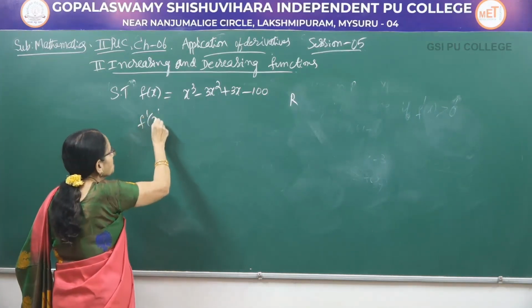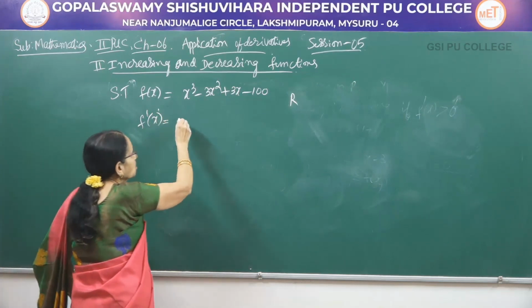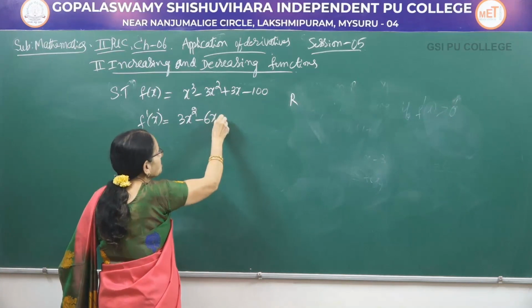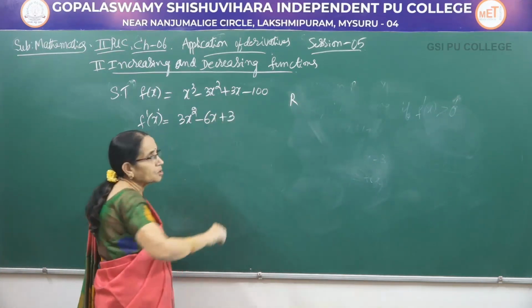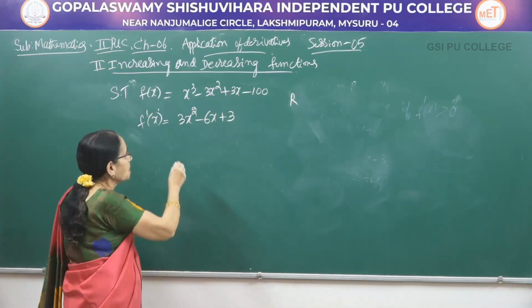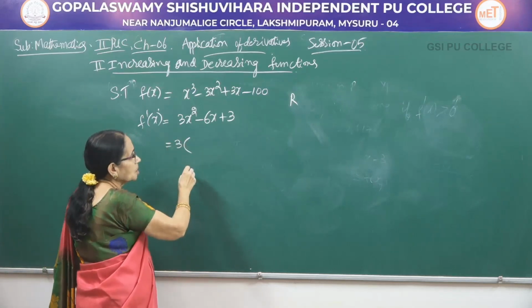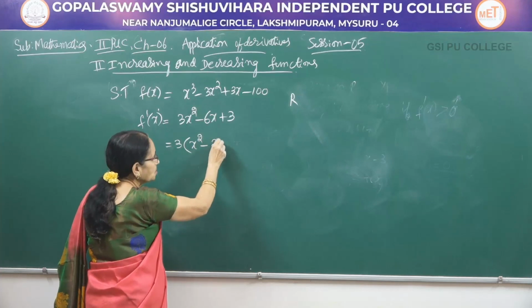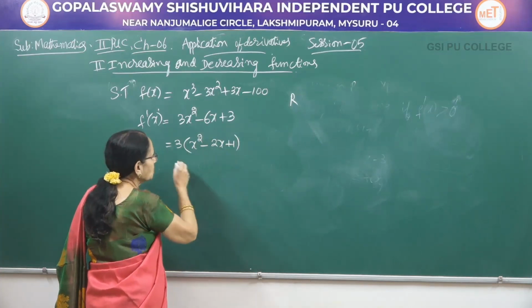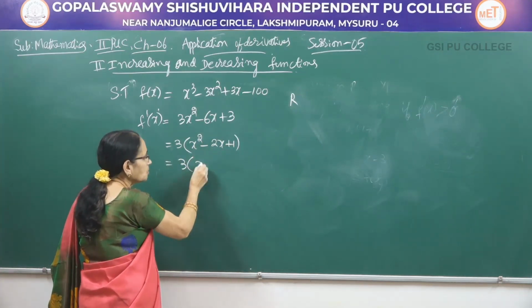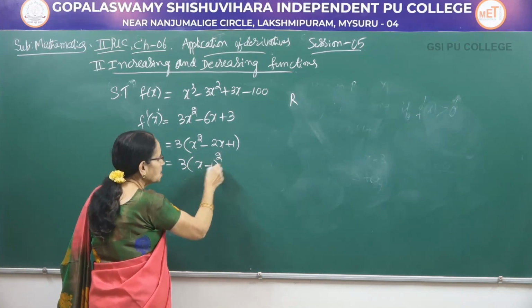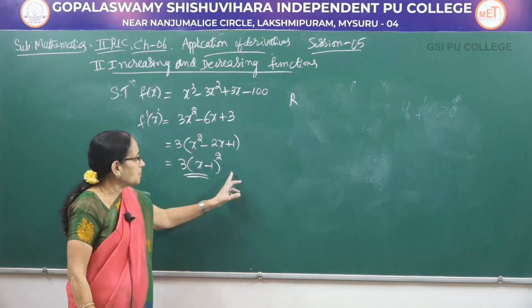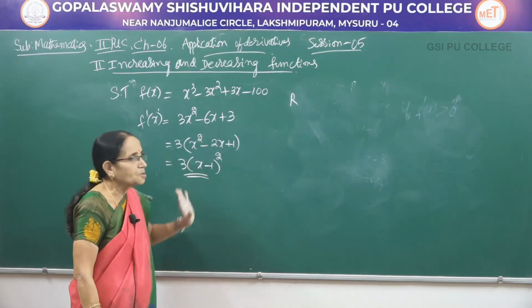So, let me differentiate. f dash x equal to 3x square minus 6x plus 3, and 100 is a constant, so it becomes 0. Now, take out 3 as a common factor. What is remaining? x square, here it is 2x, here it is 1. Again, just like the previous problem, you can write it as 3 into x minus 1 the whole square. In the previous problem, we had a plus 1, even that is not here.